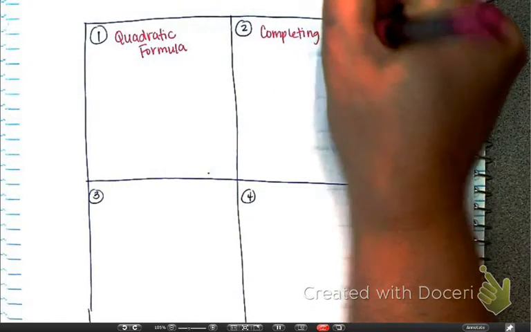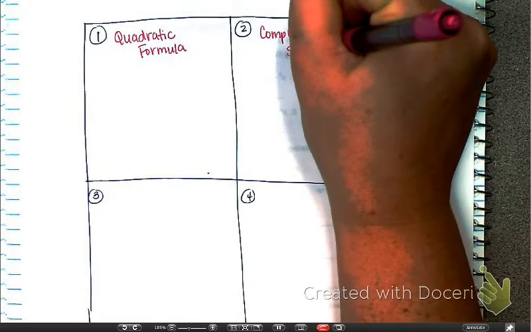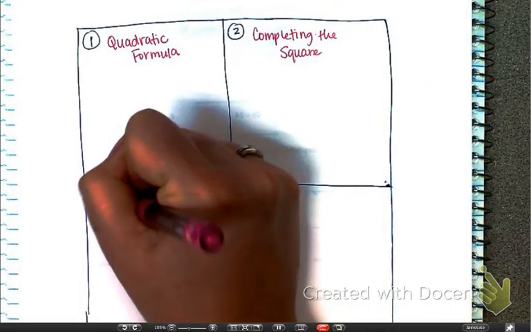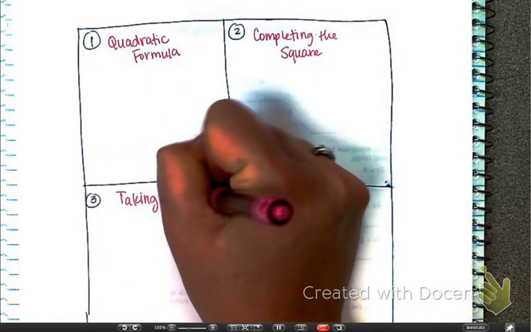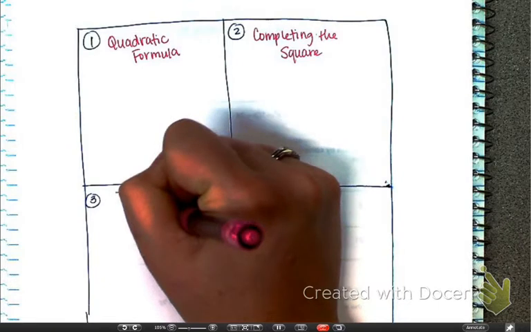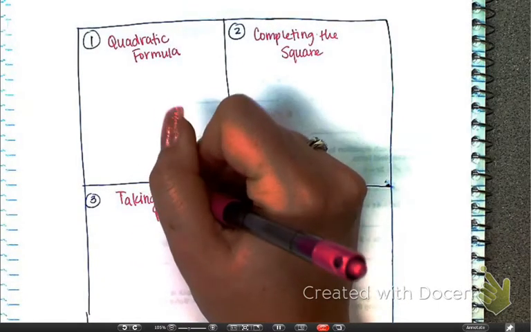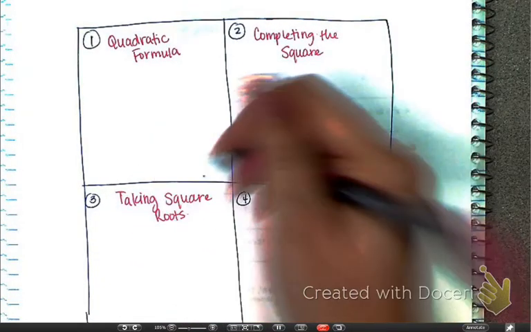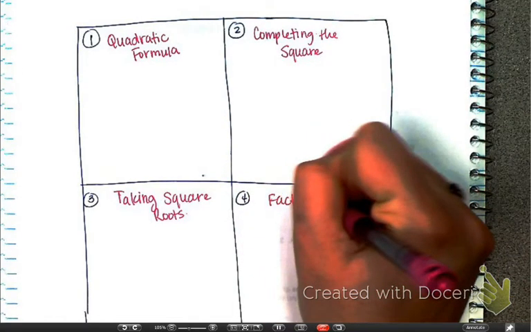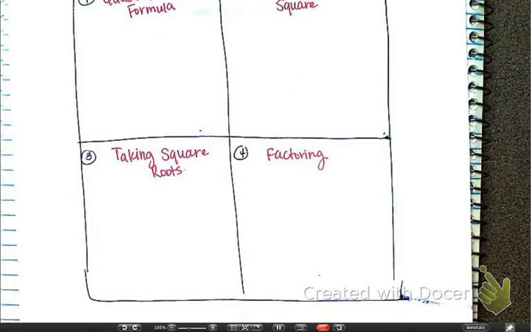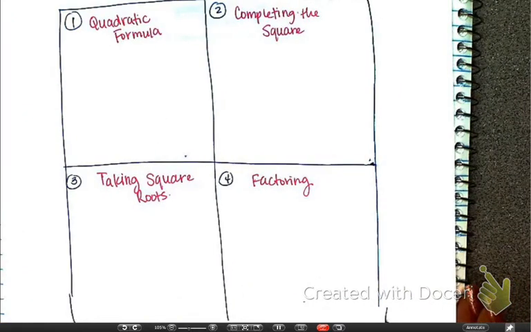Go ahead, Natalie. Solving by taking square roots. Taking square roots. And last but not least, anyone else? Factoring. Okay, so those are the 4 ways you should have written on your paper. If you don't have those 4 ways, you need to do that now.